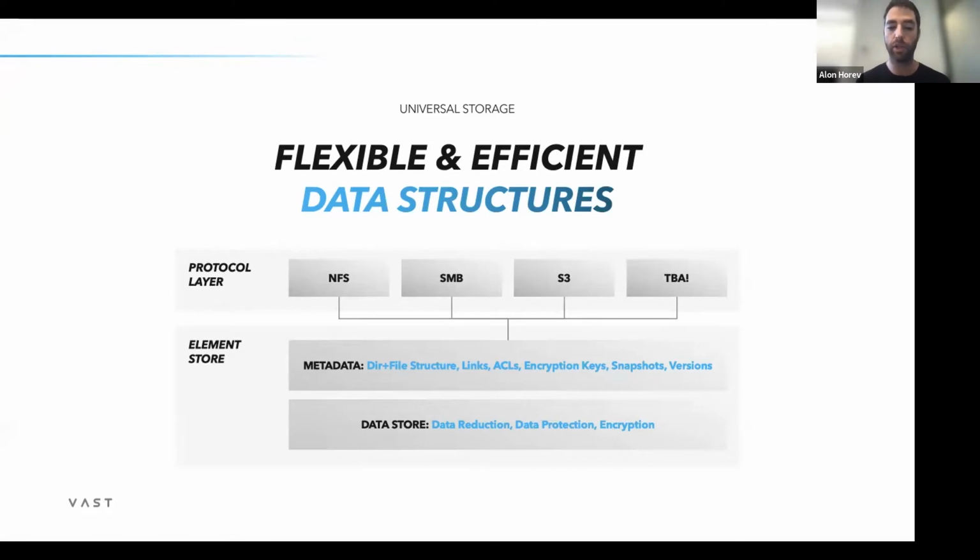And that layer is also in charge of the encryption itself. So let's dig a little bit into the data store. This is one of the interesting areas at VAST, where we have a large engineering team, and they did a lot of innovation and a lot of algorithms.